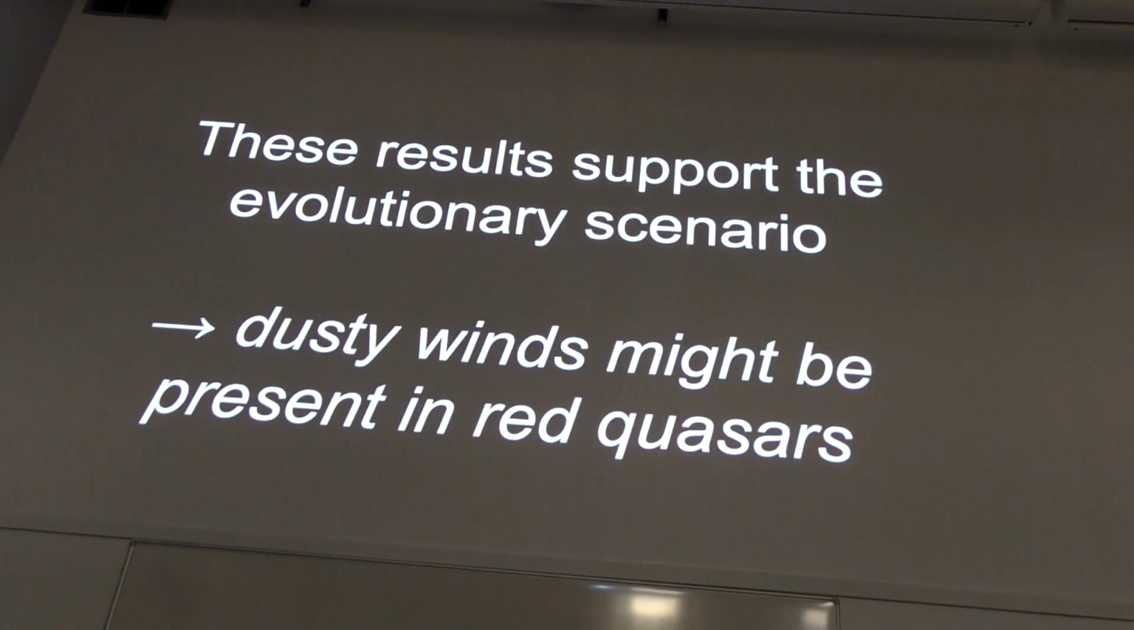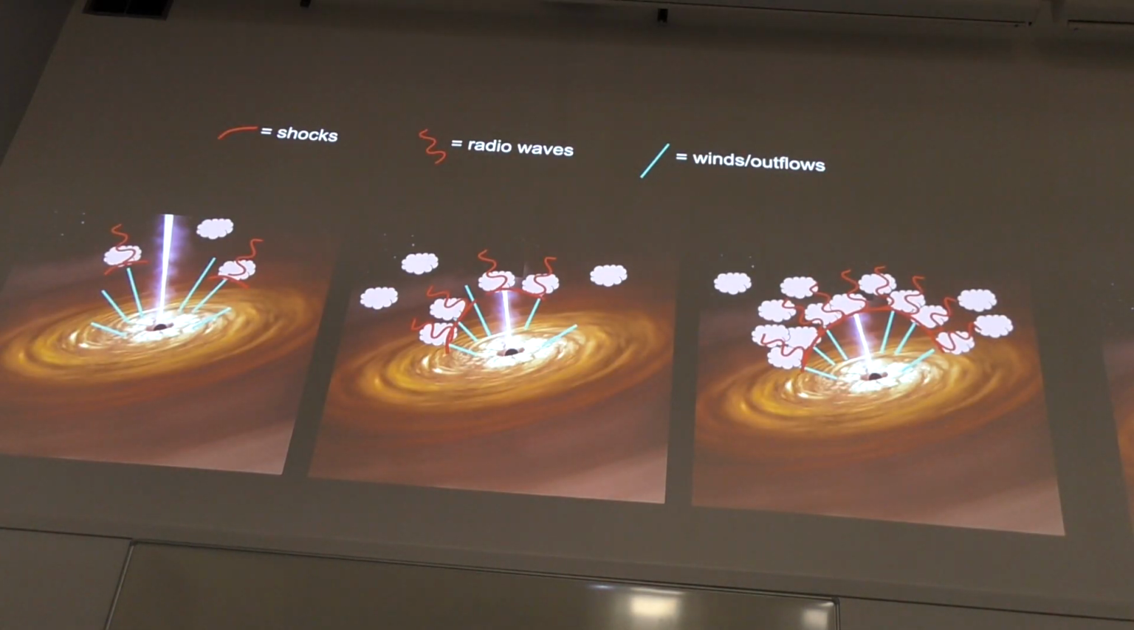I had a couple of other papers, but I won't go into it, but these results support the evolutionary scenario. Because if red and blue quasars were just intrinsically the same object, it's not clear why they would have vastly different radio properties. But what I think is happening is dusty wind in red quasars. So this is my cartoon, if you can't tell. These little clouds represent the dust in your galaxy.